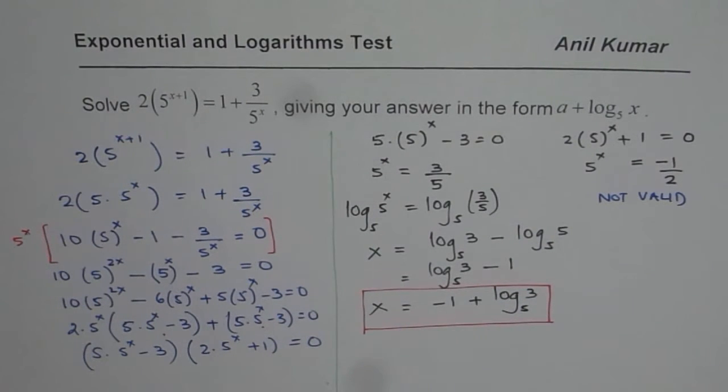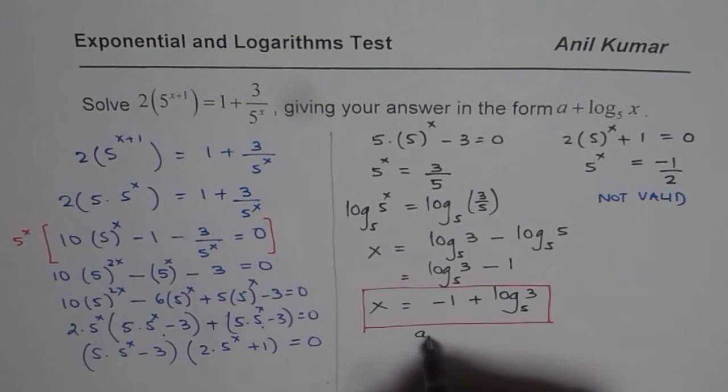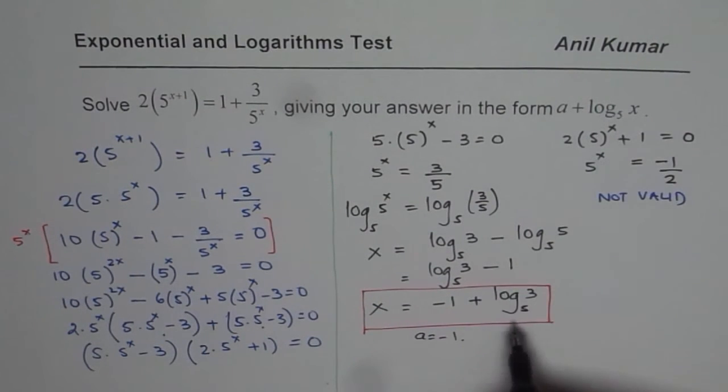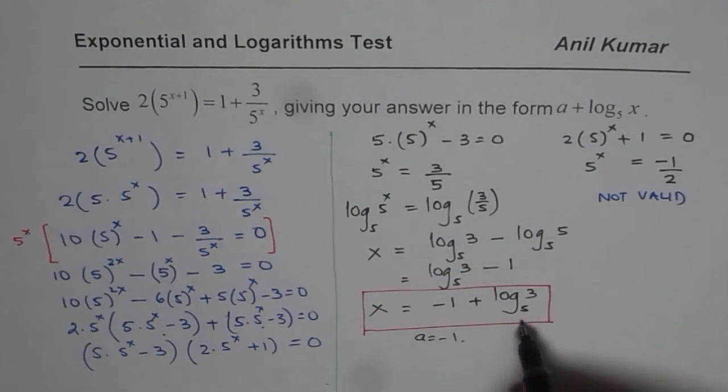Now in this solution, a is minus 1, as you can see, and the log 5x factor is log to the base 5 of 3. You get it, right? So that is how we can write down the solution for this particular equation. I hope that helps. Thank you.